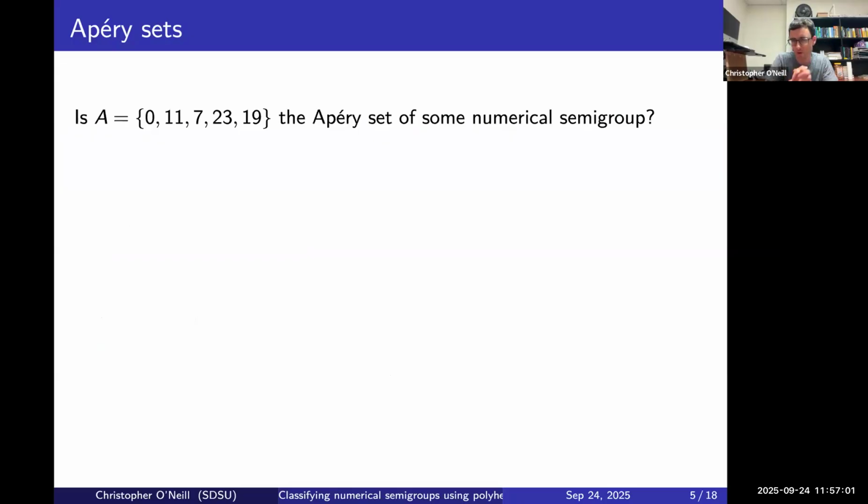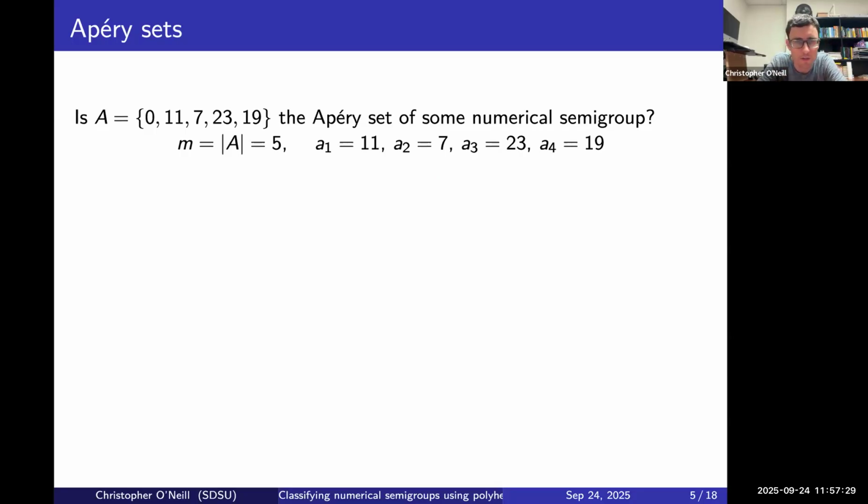All right. So what I'd like to do now is play the inverse game here. Someone walks up to you on the street, hands you a finite set of integers, and says, "Is this the Apéry set of some numerical semigroup?" Well, based on what we just saw, the integers better lie in different equivalence classes. So okay, m would have to be 5, right? Because there's 5 integers here, and these would better lie in distinct equivalence classes mod 5. And sure enough, they do.